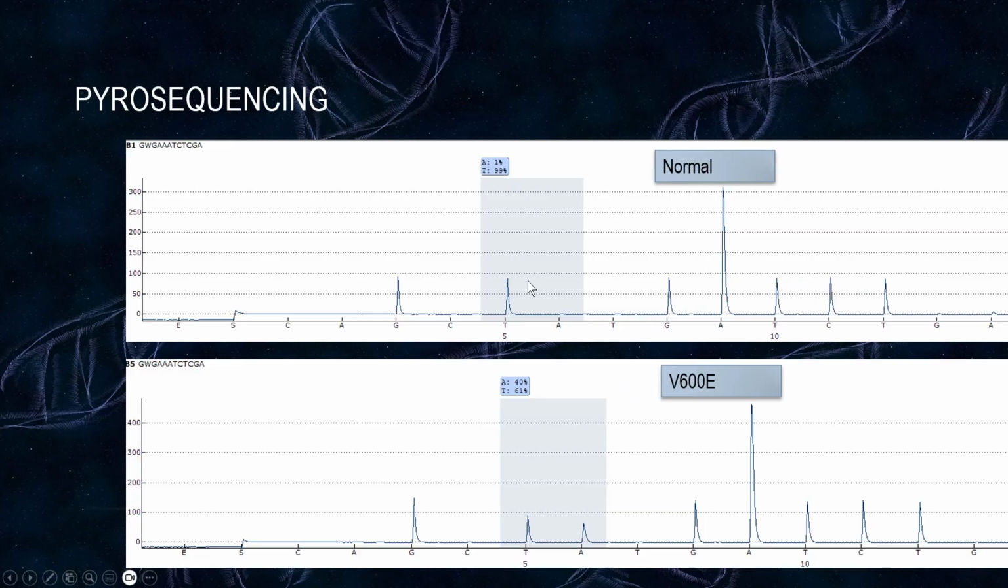So this is a V600E where you have a T to A mutation, so we're also getting an A here, and this peak is actually dropped because a lot of the strands are A now instead of the T. So these would kind of together add up to 1, or 100% of a nucleotide.